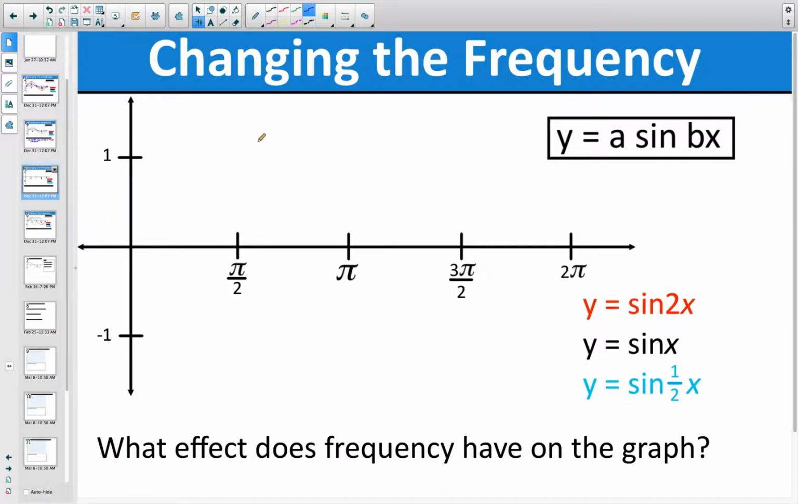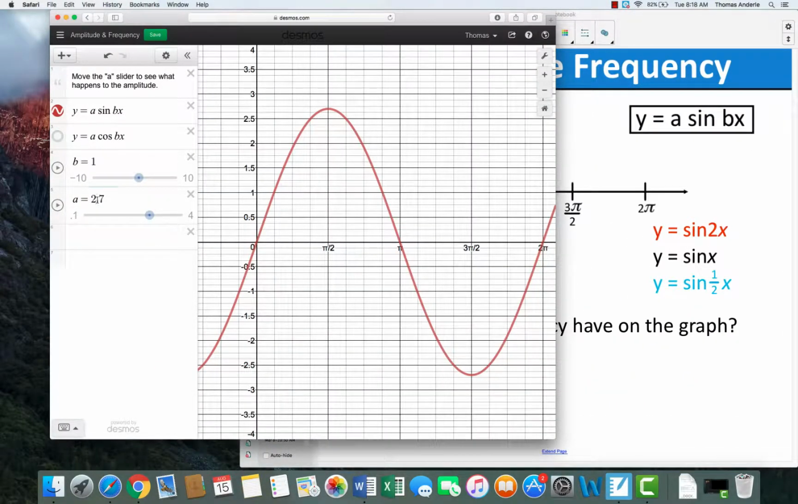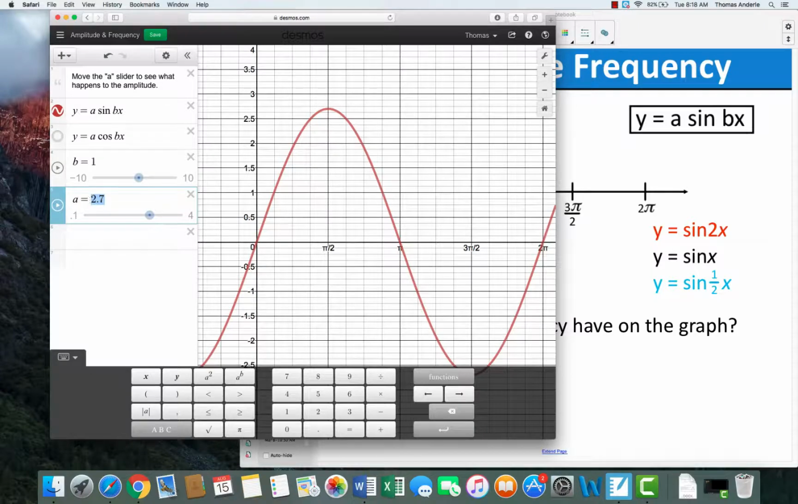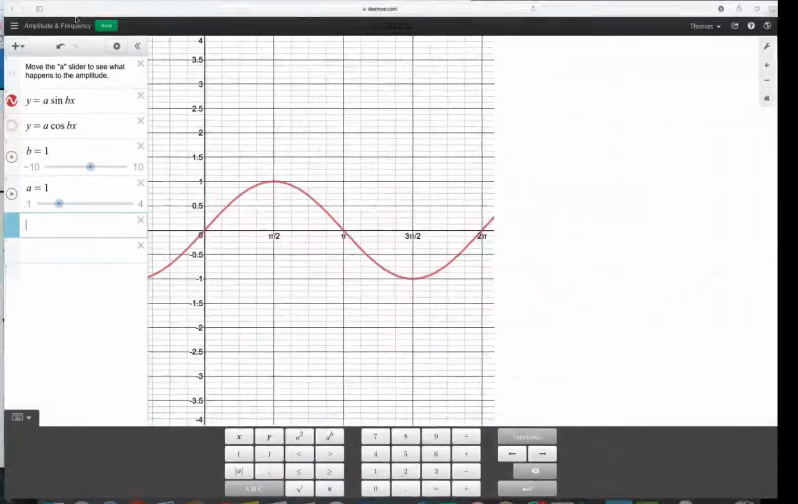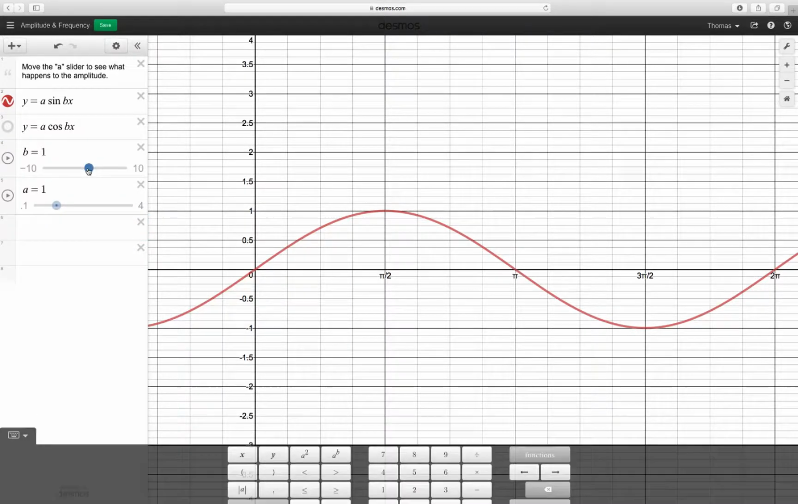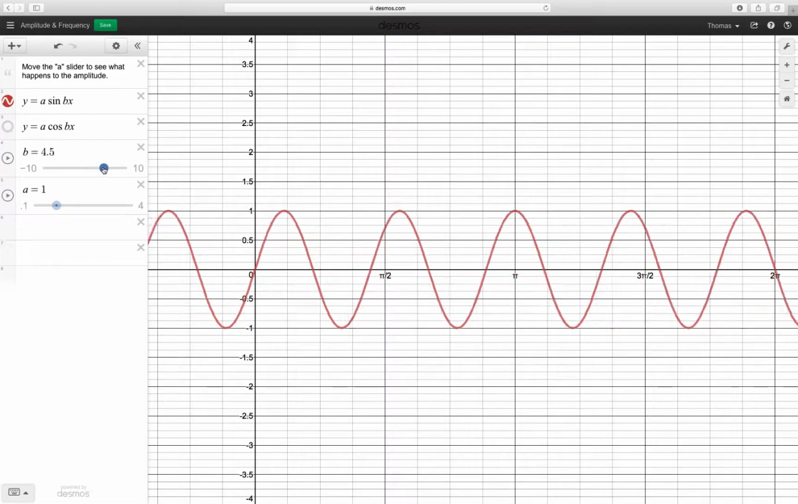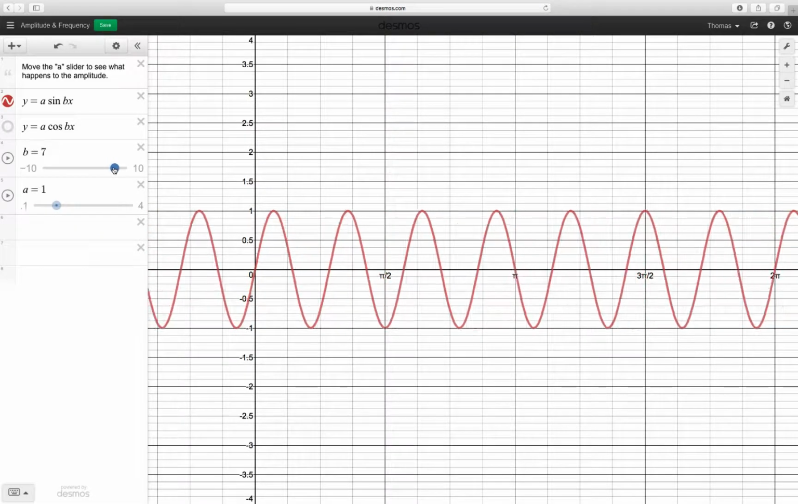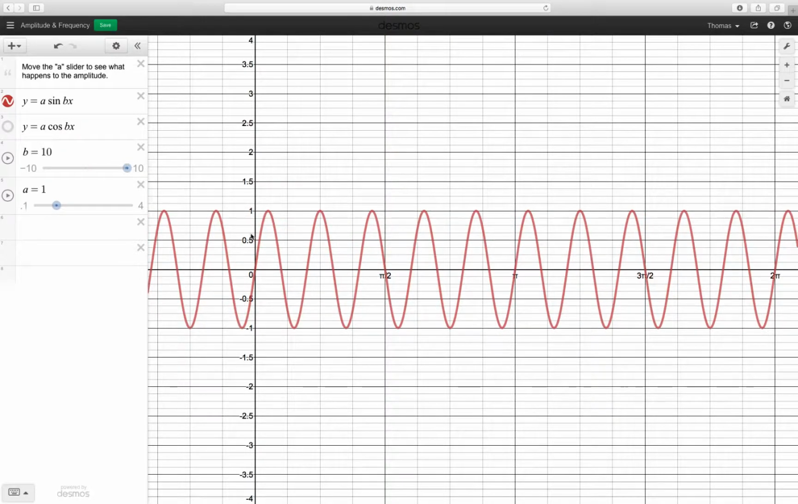Now changing the frequency does something else entirely. So let's take a look. We'll go back to Desmos. And let's put the amplitude back at 1. Okay, so we have our basic y equals 1 sine of x. And let's take a look. So here I'm increasing the frequency. So now the frequency is up to 7, 8, and keep going up to 10.